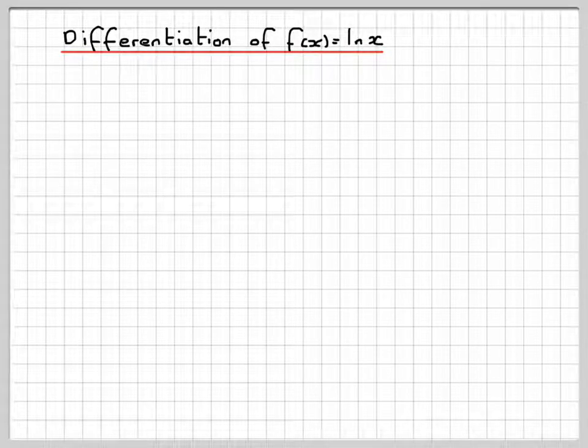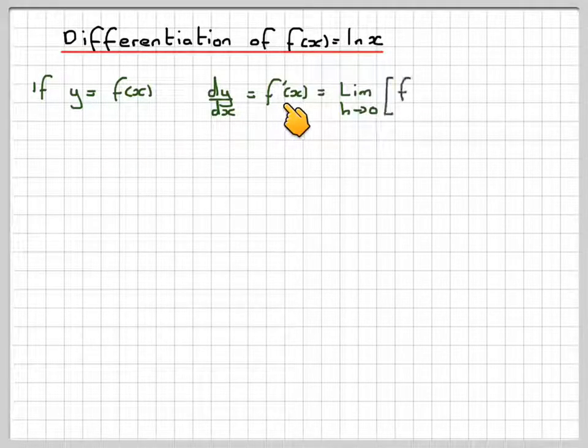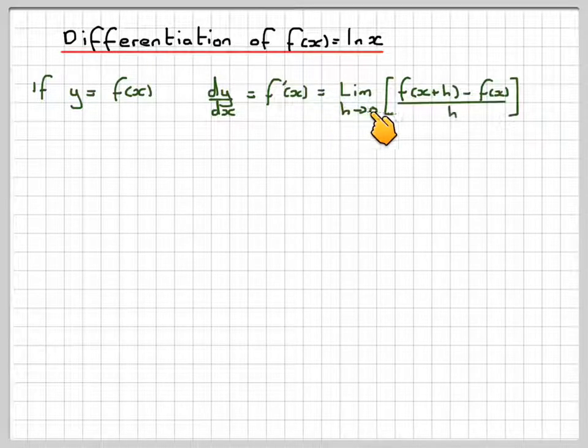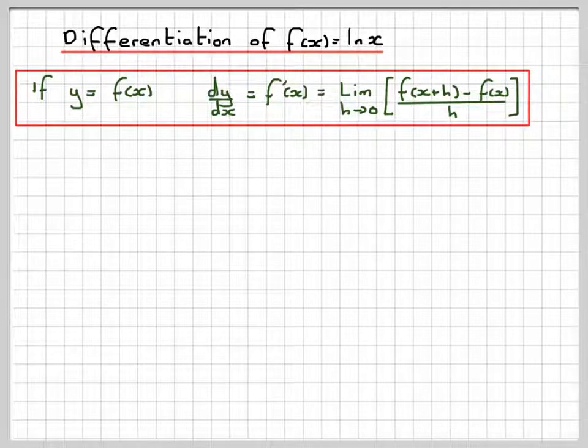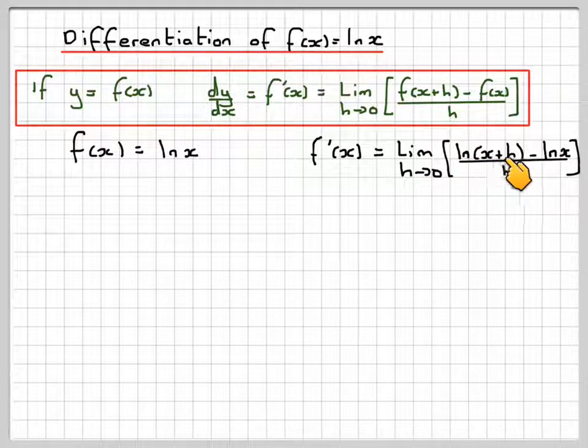The differentiation of f of x is equal to ln of x. We know if y is equal to f of x, then dy by dx is equal to f dash of x, which is the limit as h goes to 0 of f of x plus h minus f of x over h. So for our function, f of x is equal to ln of x, f dash of x will be the limit of ln of x plus h minus ln of x over h.